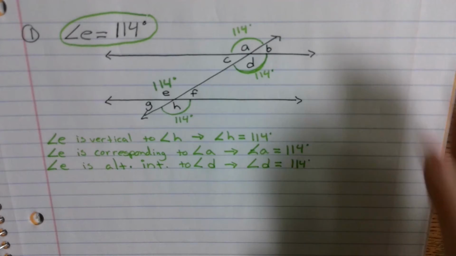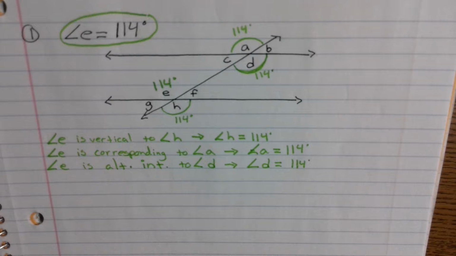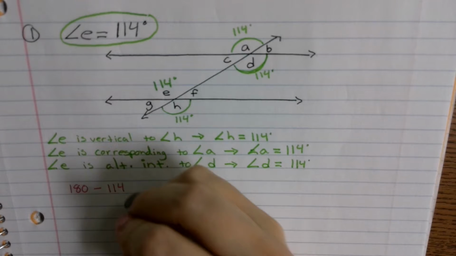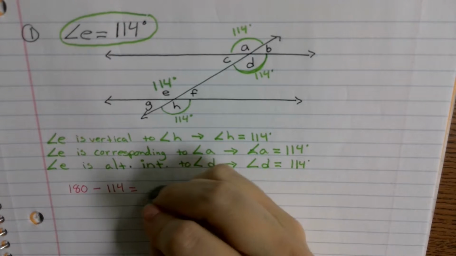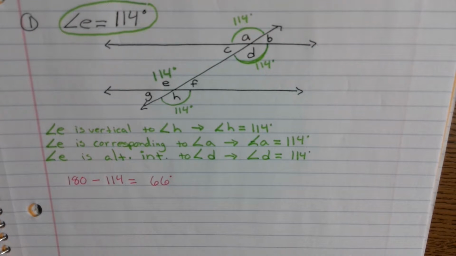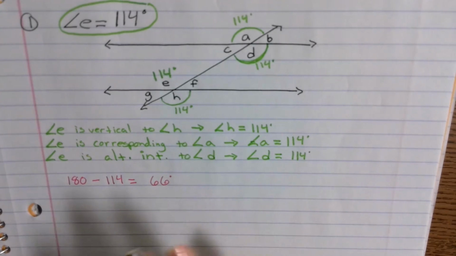Okay, so I filled up all of my obtuse angles. Now it's time to go ahead and identify all of my acute angles. And remember, to figure out our acute angle, what do we have to do? Destiny? Very good. So all we're going to do is subtract 180 minus 114, and that's going to be equal to 66 degrees. Okay, so that means all of my acute angles are going to be 66 degrees.